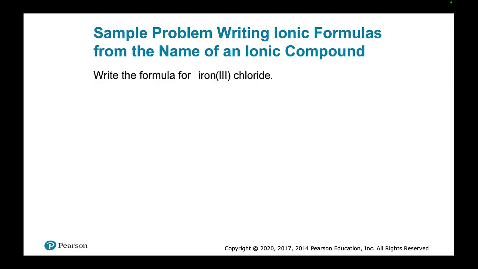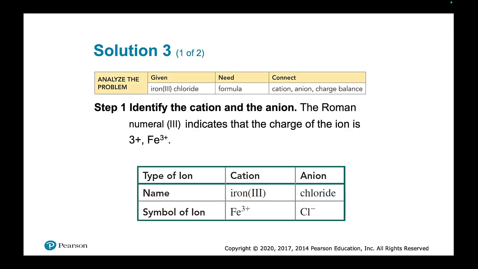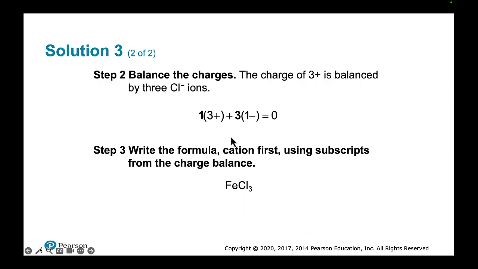So we just have another example here. We're going to write out the formula for iron 3 chloride. When we analyze it, we know that iron 3 is going to be Fe with a +3 charge. Chloride is Cl with a -1 charge because it's in group 7. In order to balance those out, the +3 charge has to be balanced out with 3 of the -1 charges from chlorine to make a 0 net charge. And so when we write that, we write FeCl3.